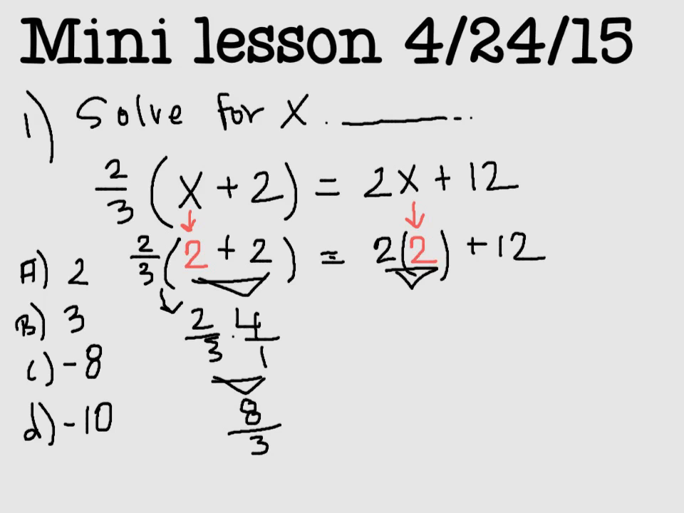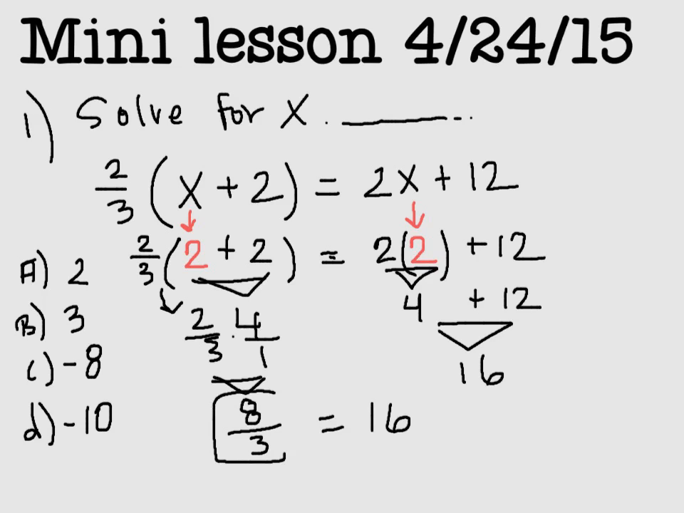And then we're going to work out the other side. 2 times 2 is 4, and 4 plus 12 equals 16. So the two sides do not equal each other. This gives us a lie. It's not the truth. So 2 is not a solution. It just did not work out for us. So the answer is not A.